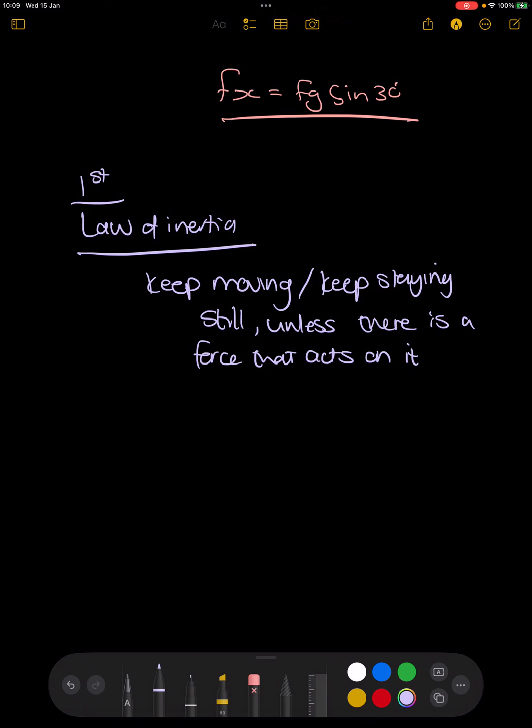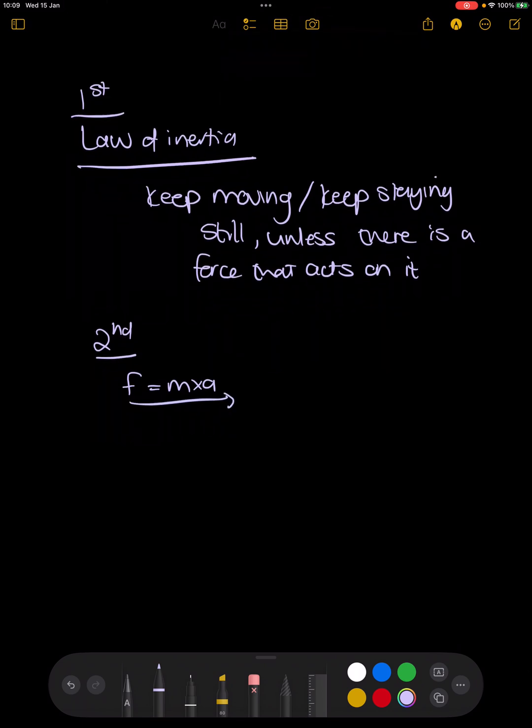Then my second law of motion says that my force equals my mass times acceleration. So this formula we looked at earlier is the formula that comes out of the second law of motion. It's measured in newtons. We know force is measured in newtons, but it's also measured in kilograms per meters per second squared (kg·m·s^-2). So that is another unit that you could use.